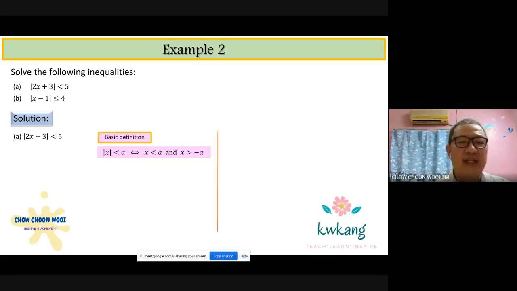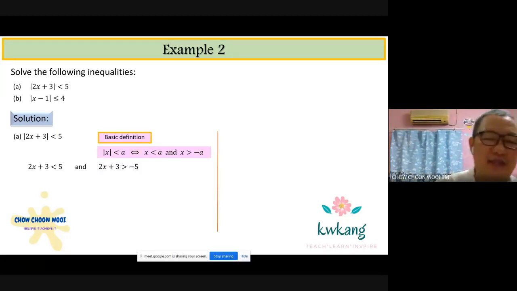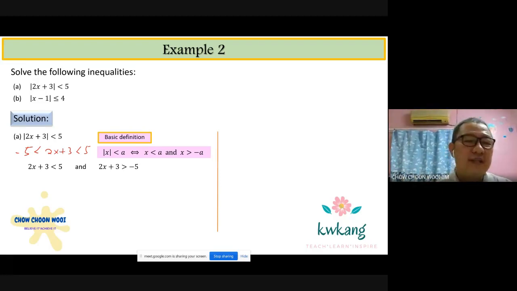So the first one, based on this formula, kita buka: 2x plus 3 is less than 5 and 2x plus 3 is greater than negative 5. Macam tadi saya sebut, the first step you can write down 2x plus 3 is greater than negative 5 and 2x plus 3 is less than 5. Okay, macam saya cakap tadi lah. Okay, 2x plus 3 is in between negative 5 and 5. Okay, boleh tak?